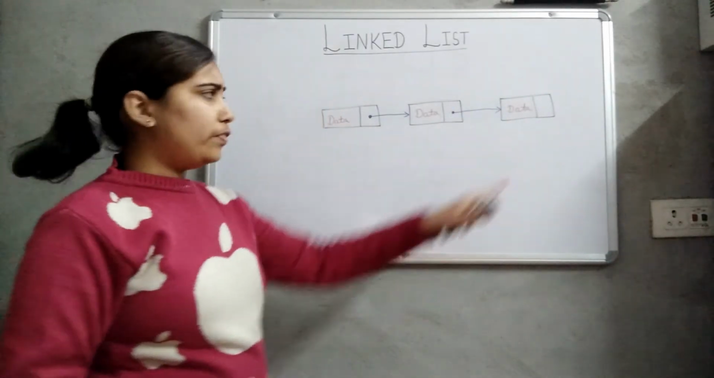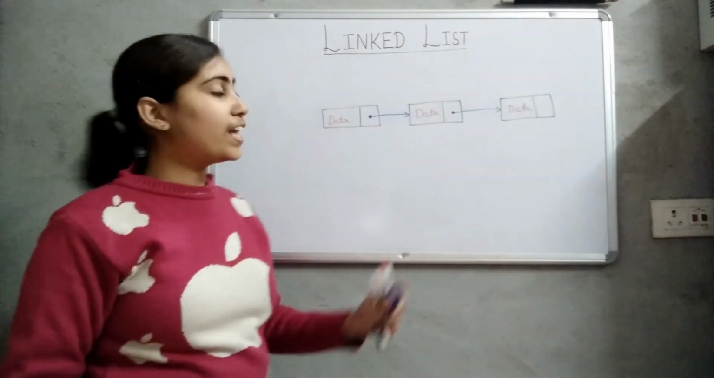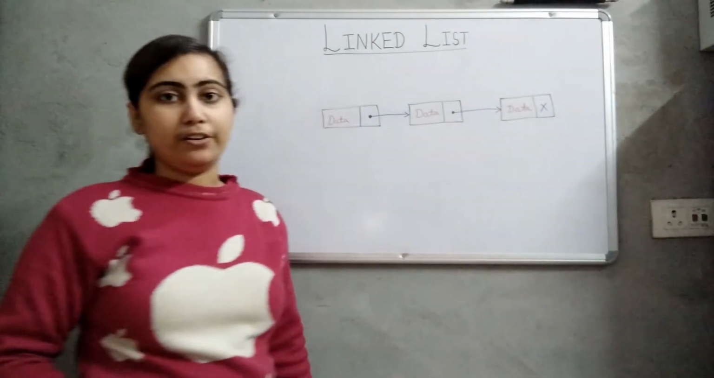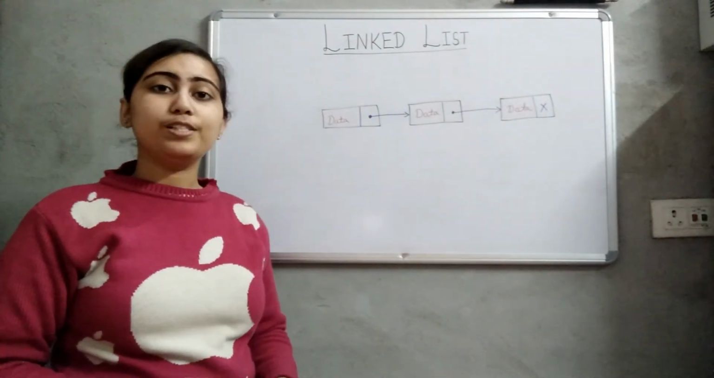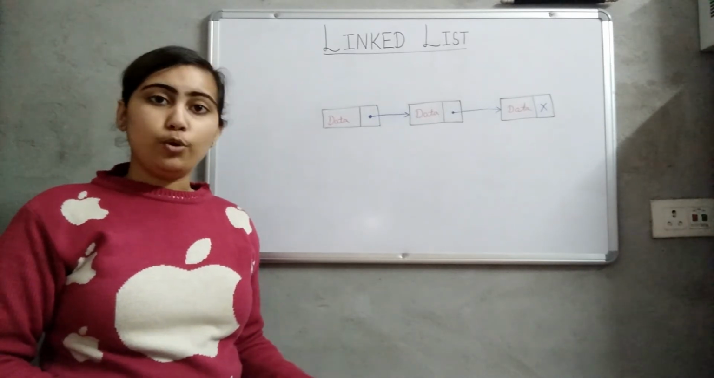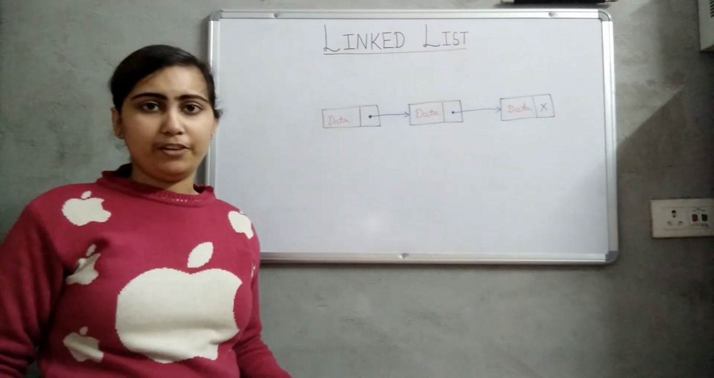But now, there is no other node next to node number 3. So, in this case, we put a null pointer here. A null pointer is nothing but a special kind of pointer that may either be 0 or a negative number. It means it has an invalid address.